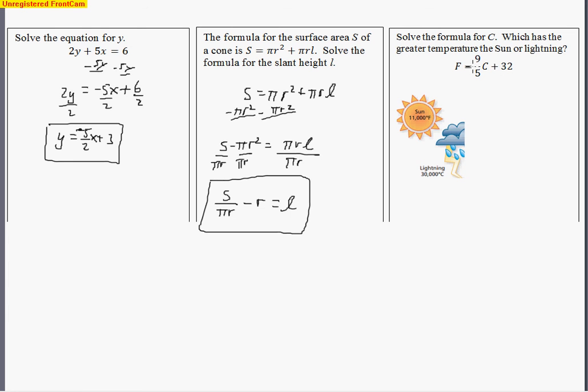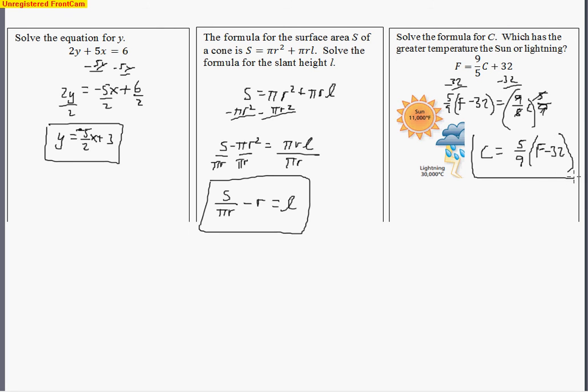And then over here they want us to solve for c first of all, so I'm going to go ahead and subtract the 32, and I've got f minus 32 equals 9/5 c. So I'm going to multiply by 5/9 to cancel out that fraction, and the 5's will cancel, 9's will cancel, but I got to do the same thing here, so multiply by 5/9. So the first thing is to write down the Celsius formula. Celsius equals 5/9 times the degrees Fahrenheit minus 32.